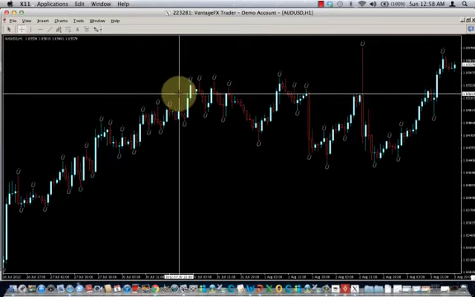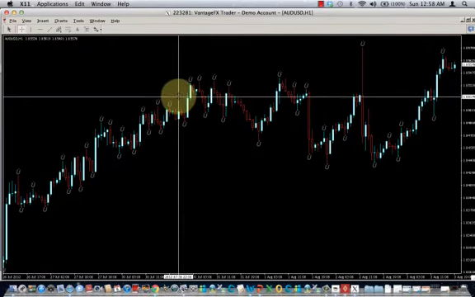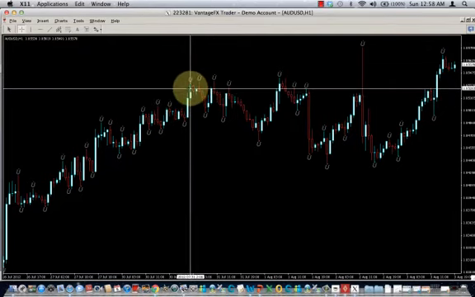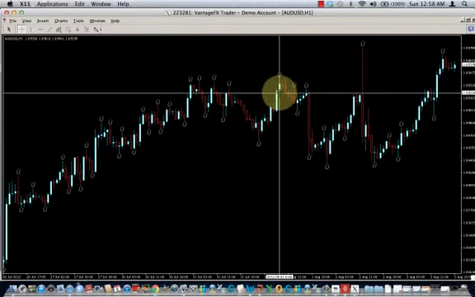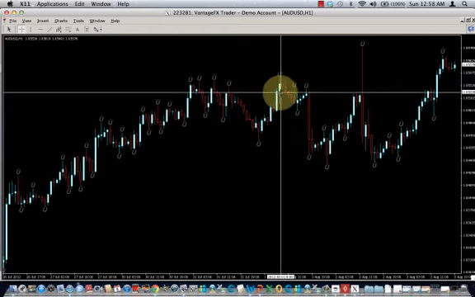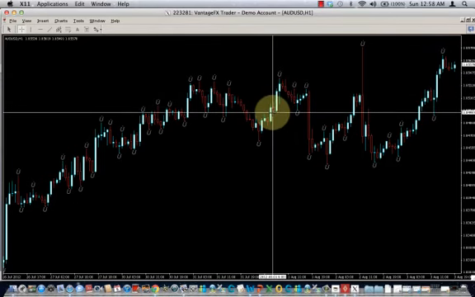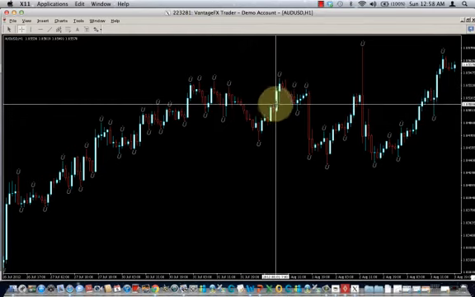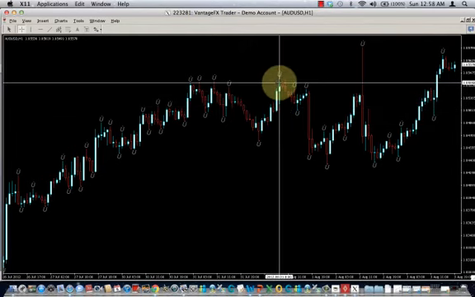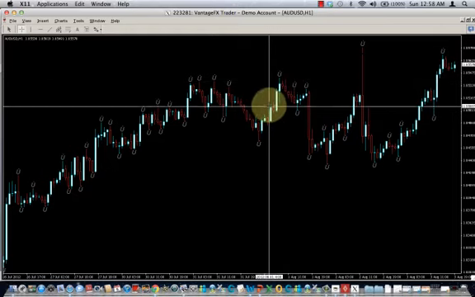Remember what we were saying. A fractal has two to the right and two to the left, right? So for instance, this high is not official until we have two to the right and two to the left. And that's what we have: two lower highs to the left, two lower highs to the right. Pretty simple stuff.